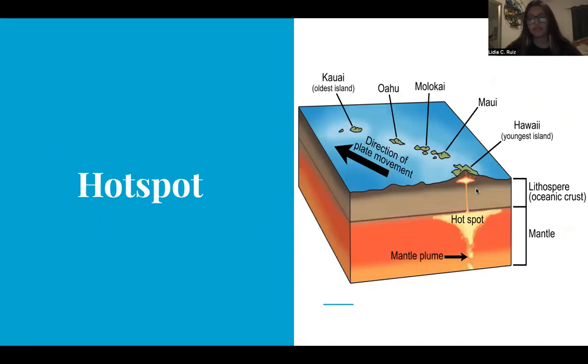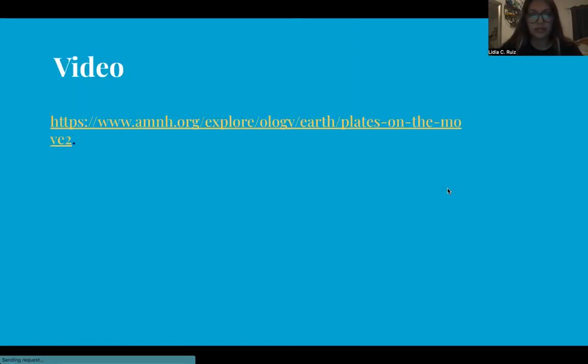Now, hotspots, in places like Hawaii and Yellowstone, where a plate rides over a rising plume of hot mantle, causing earthquakes and a chain of volcanoes. So in the image, you can see how magma is moving upwards, and while that is happening, there's some movement in the plate boundaries, and that causes a chain of volcanoes. So I provided a video.